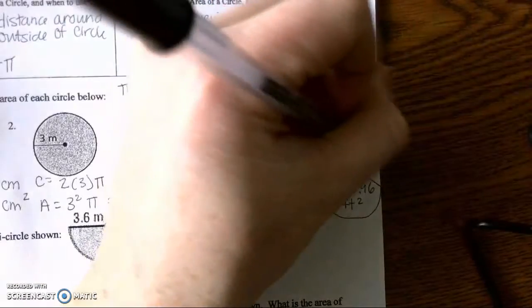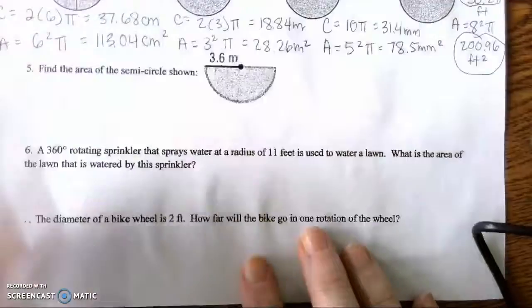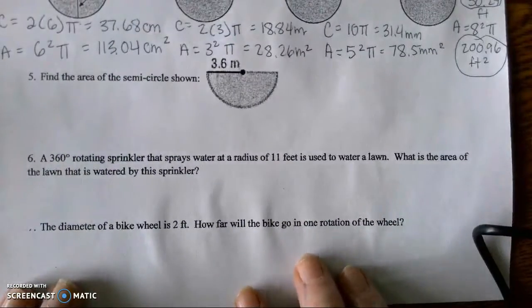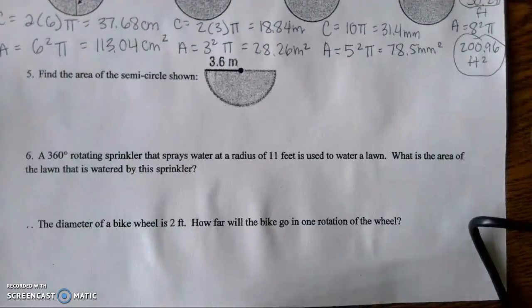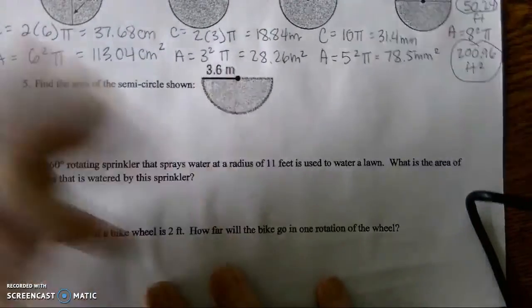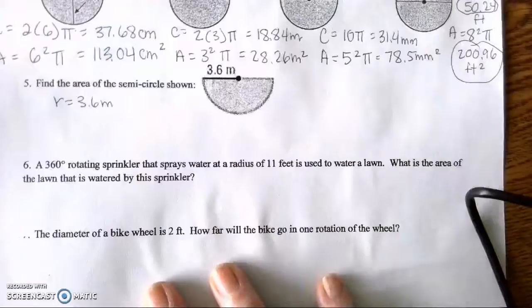All right. Okay. So now we move on to a couple application problems. So for number 5, we are only looking at the area of the semicircle. Well, we know we're given the radius. The radius is equal to 3.6 meters.